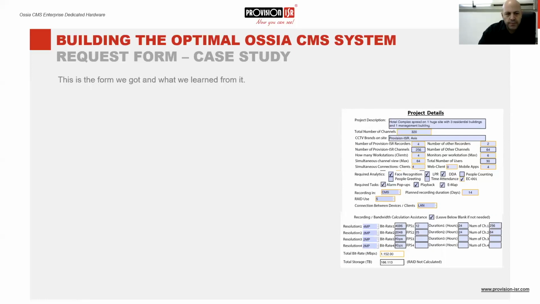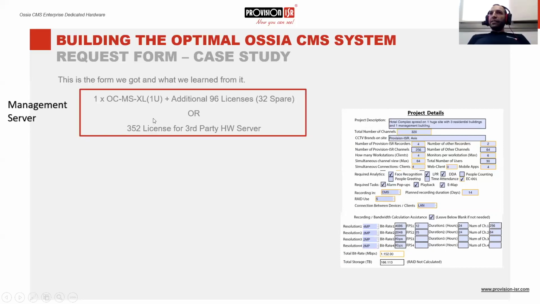Go ahead, Tal. Okay, so the management server, if you're talking about the embedded, then we must use the extra large. There is no need for additional licenses. It's a mistake because it already comes with 512 licenses. Or you need to buy your own hardware and purchase from us, from Provision, 352 licenses. Okay, that's all you will need.